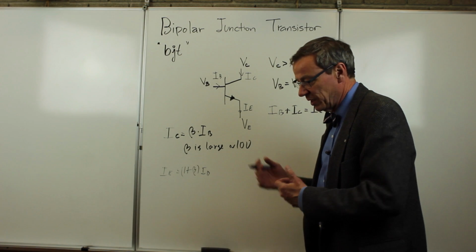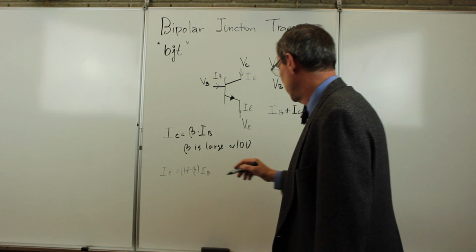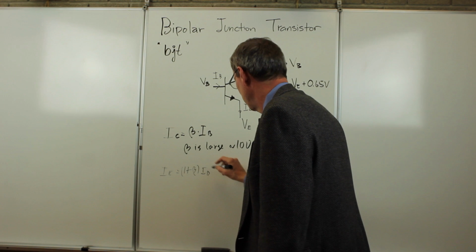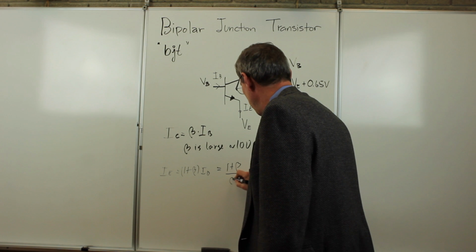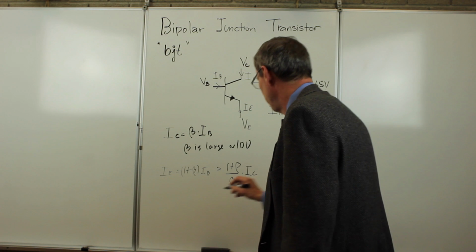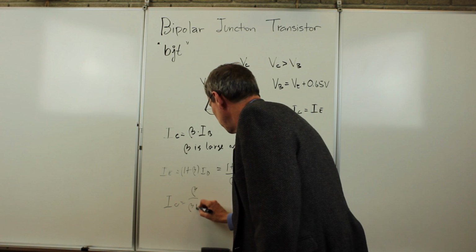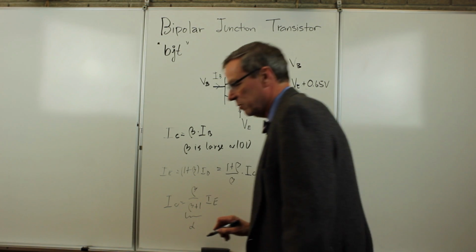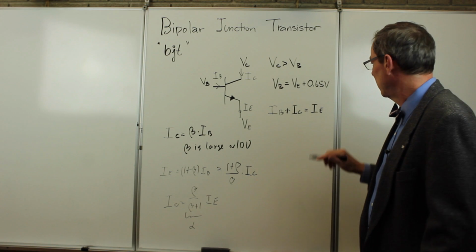We can also talk about a relationship between the collector current and the emitter current. So here we just simply replace the base current with 1 plus beta over beta times IC, or if you will, IC is beta over beta plus 1 times IE, and that combination is sometimes referred to as alpha. So that is what we talk about a normally biased transistor.